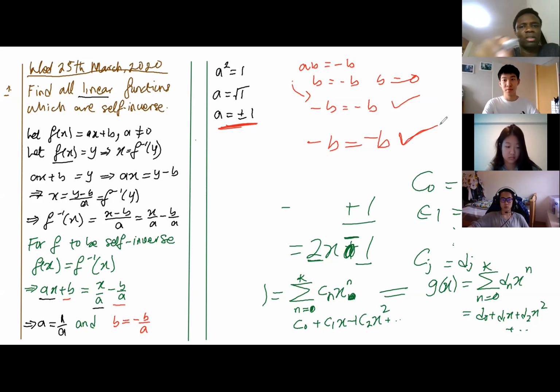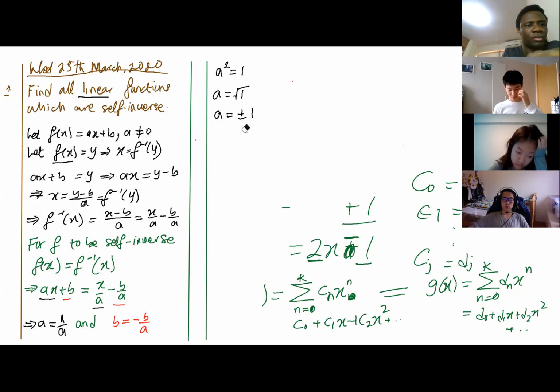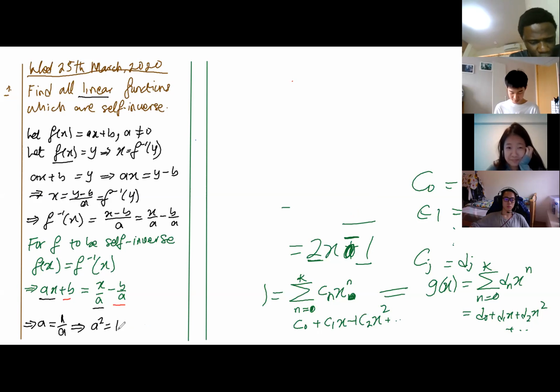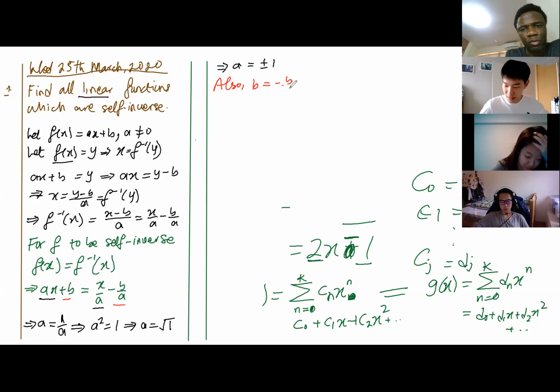Yes. So let's see. I'm going to substitute. I think this is a better way to explain it than my previous approach. Okay, I think I'll write it in a better way. From here, this implies that a squared equals 1. This implies that a is the square root of 1, and this implies that a is plus or minus 1. Let's put it that way. From the other side also, b equals negative b over a, which implies that ab equals negative b.